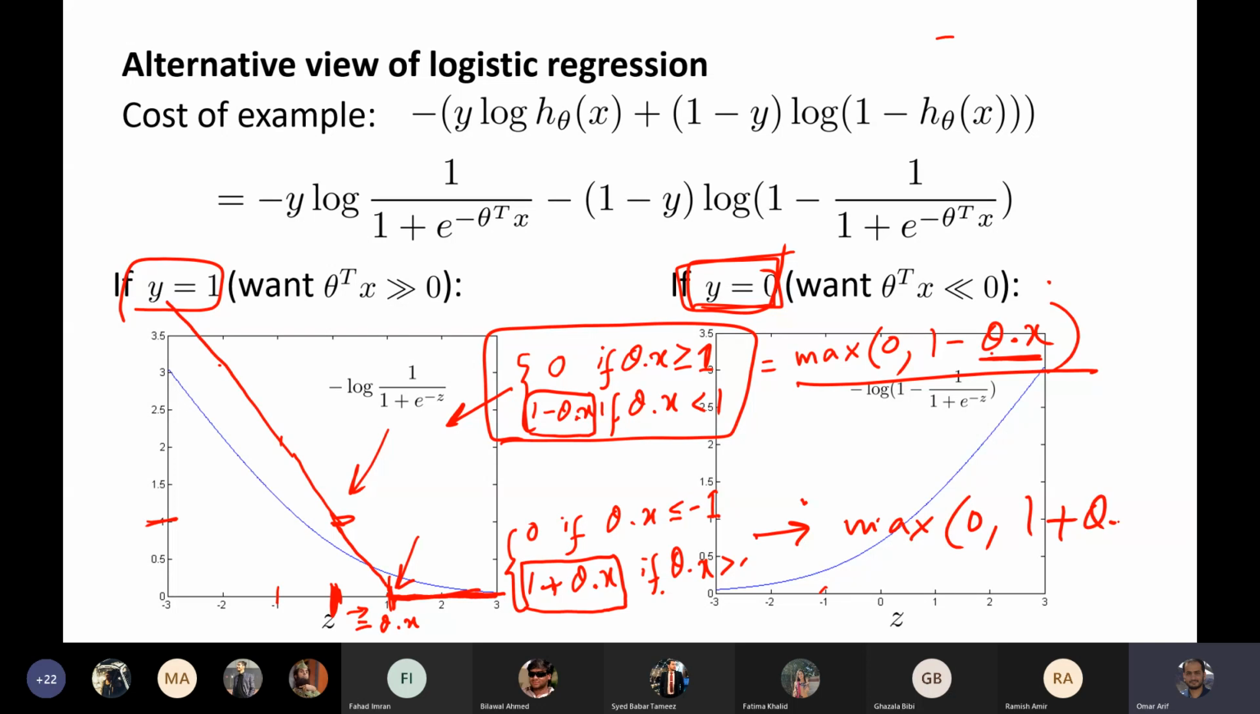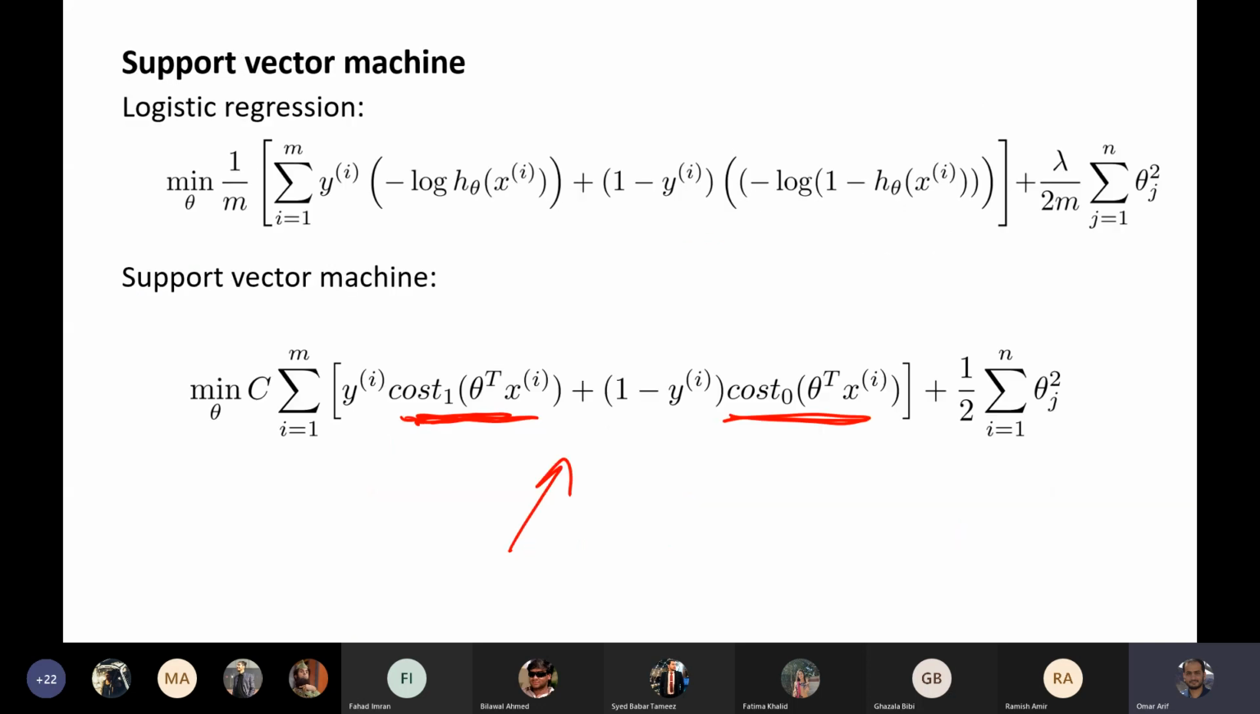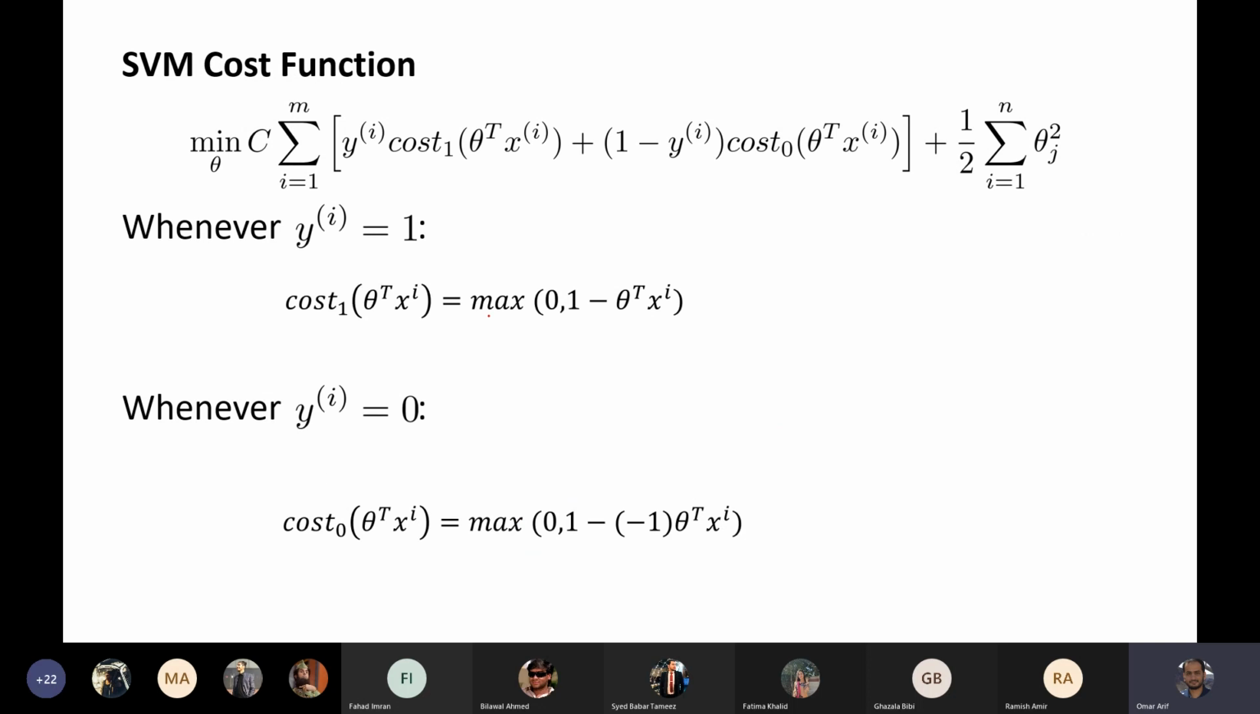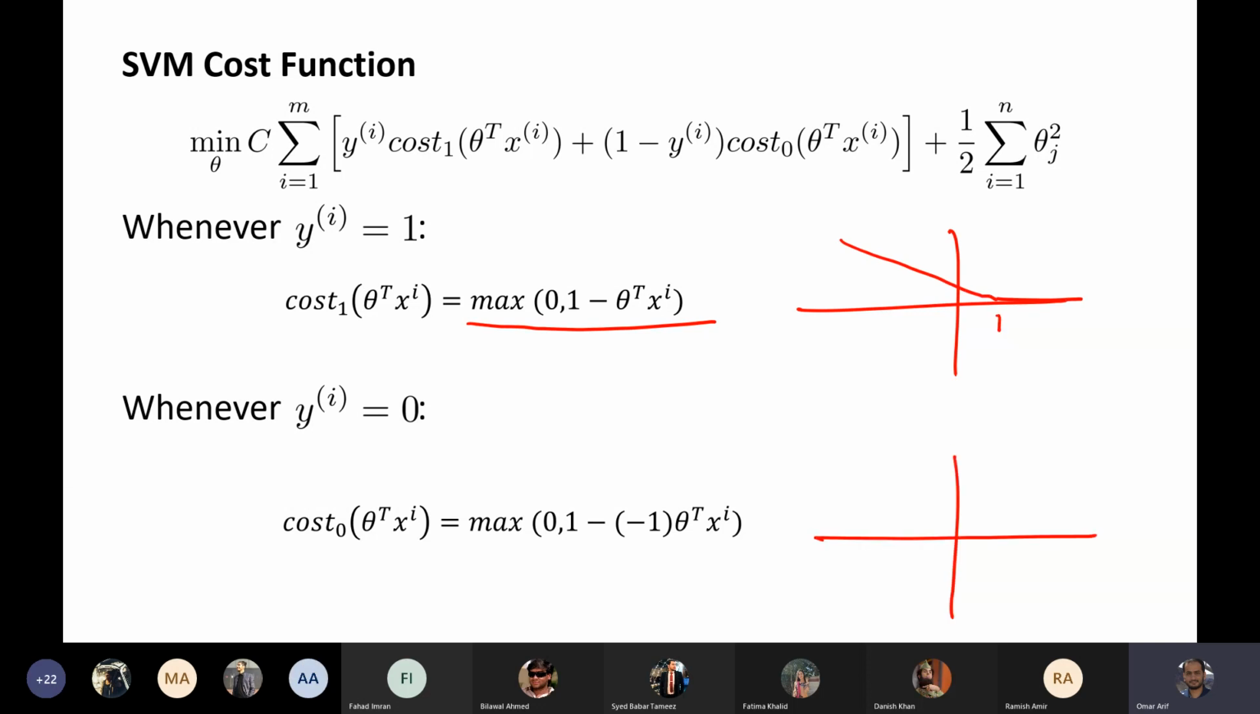Okay, so in the next slide we have exactly that. This is for this case, and this is for the other case. And here it is 1 minus, and here, well actually, it is 1 plus theta dot x.